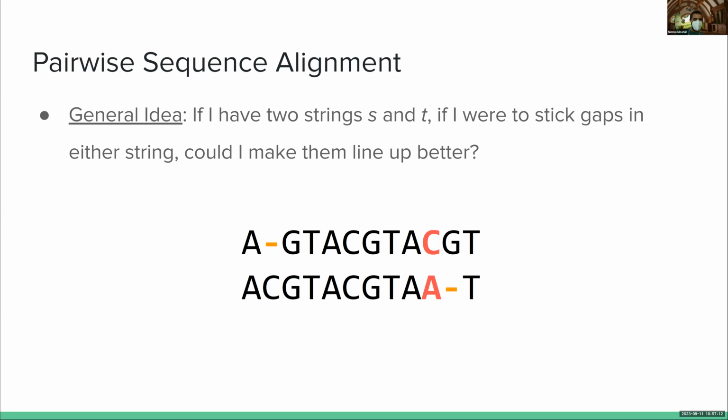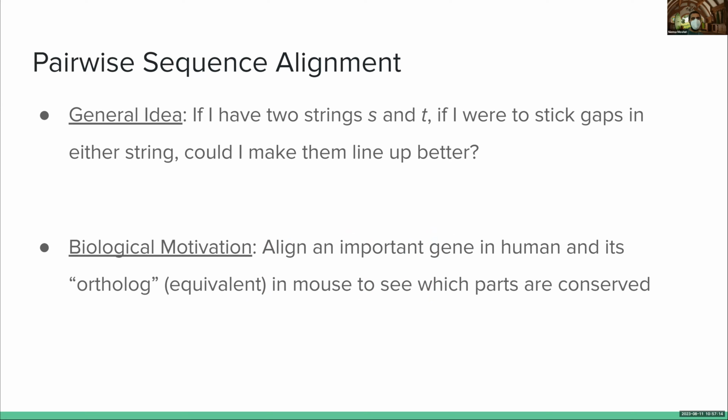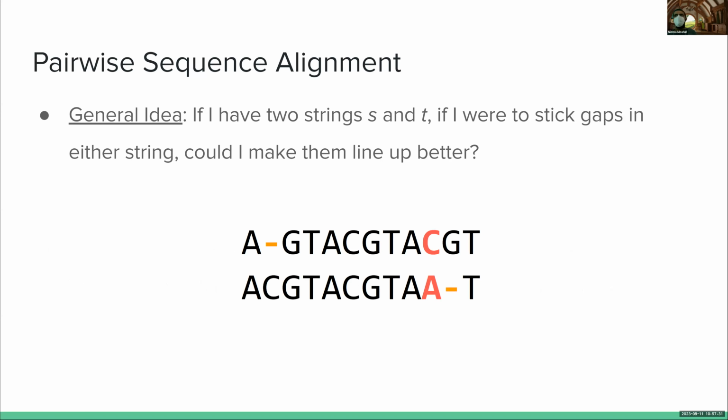So the biological motivation here is that in actual mutations, there are three types of mutations. There are actually more than that, but for the sake of simplicity, let's think of three types of small mutations. There are substitutions, where one letter turns into a different letter. There are insertions, where you stick in a new letter. And there are deletions, where you delete a letter.